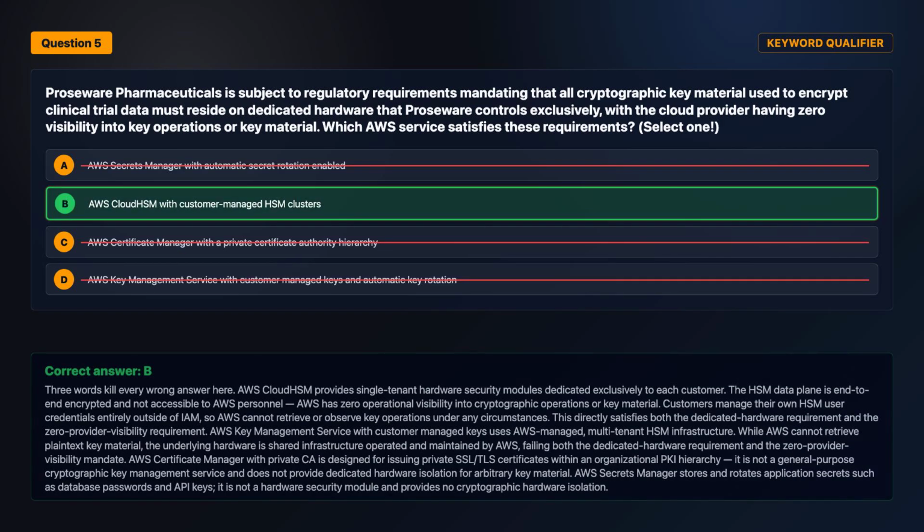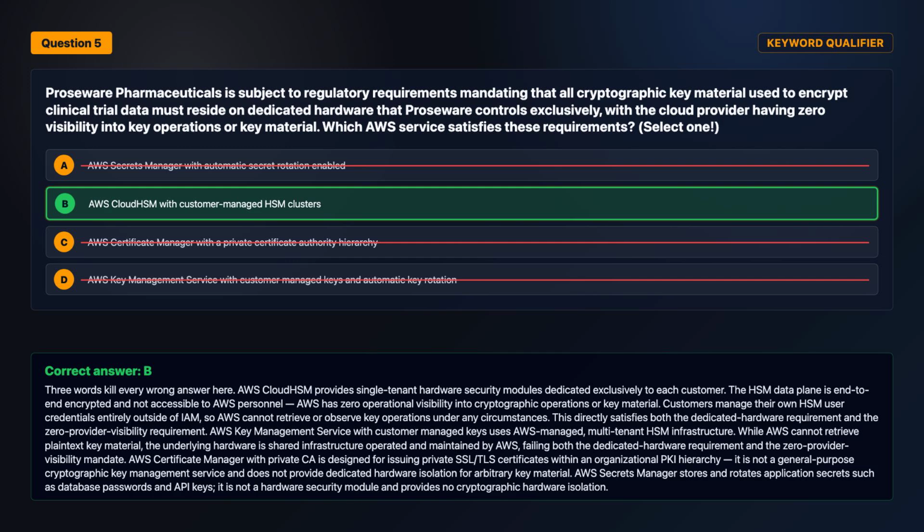The correct answer is option B. 3 words kill every wrong answer here. AWS CloudHSM provides single-tenant hardware security modules dedicated exclusively to each customer. The HSM data plane is end-to-end encrypted and not accessible to AWS personnel. AWS has zero operational visibility into cryptographic operations or key material.